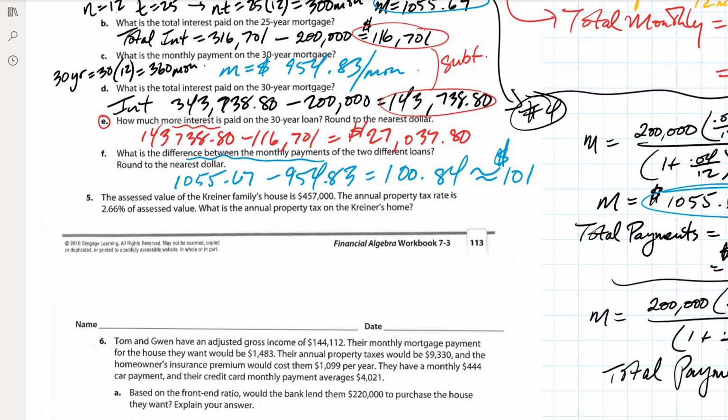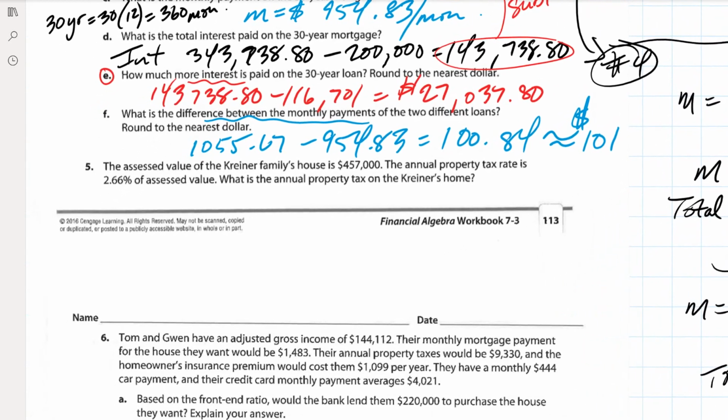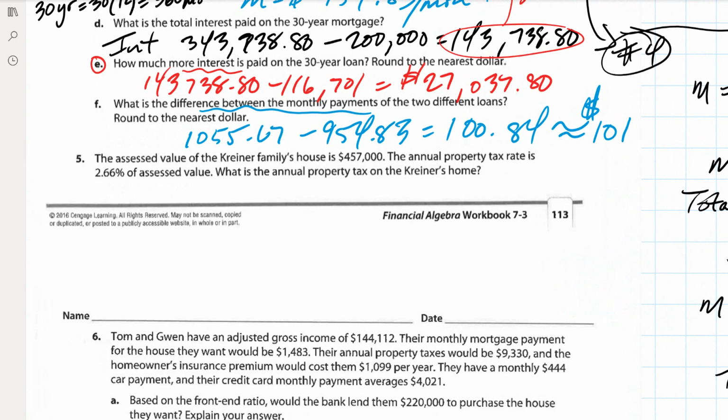Wow. Okay. Number 5. The assessed value of the Craner family house is about $457,000. The annual property tax rate is 2.66% of the assessed value. So we're given the assessed value right here. The annual property tax rate is 2.66%, which is 0.0266 as a decimal. This number right here. What is the annual property tax?